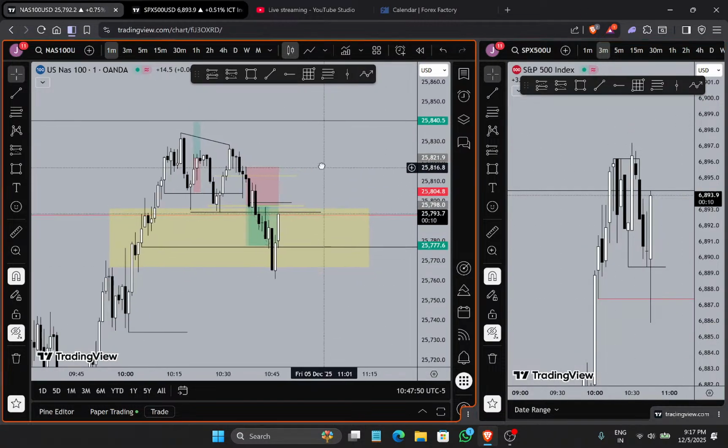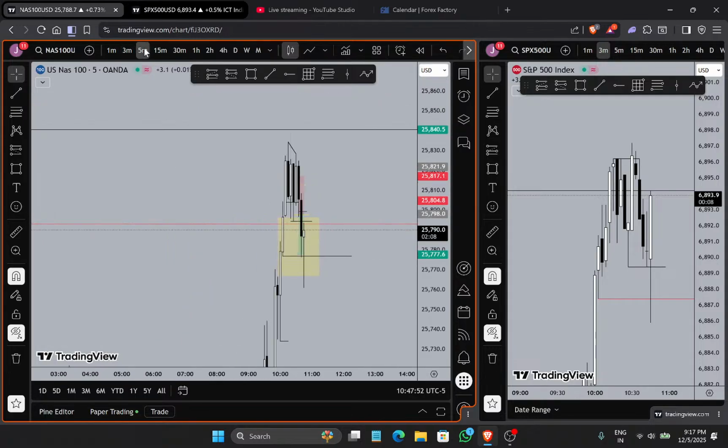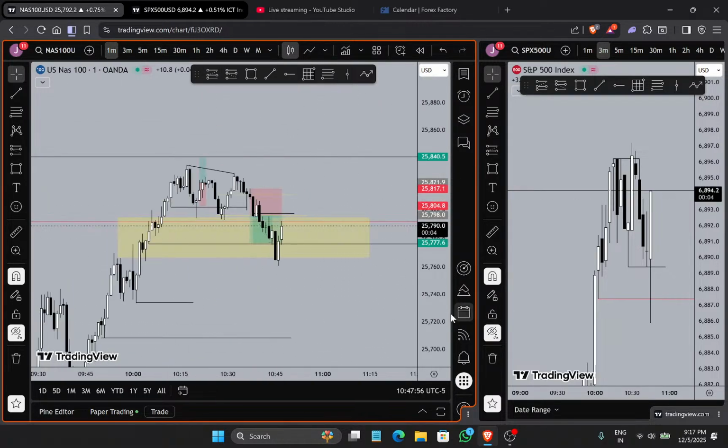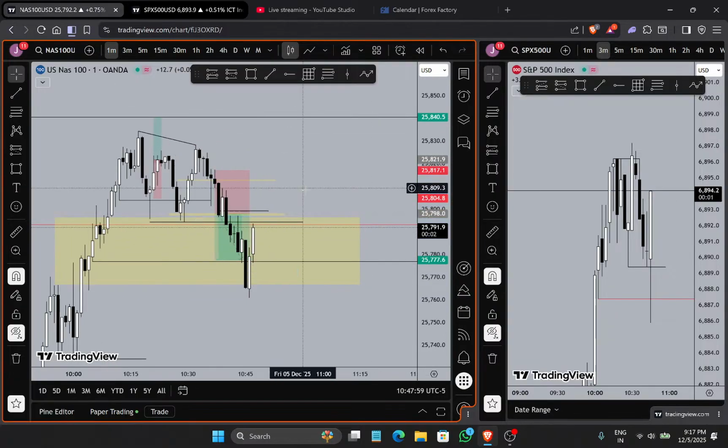Actually, this long looks real good, but only one trade per day. We have our rules and regulations. We should follow that.